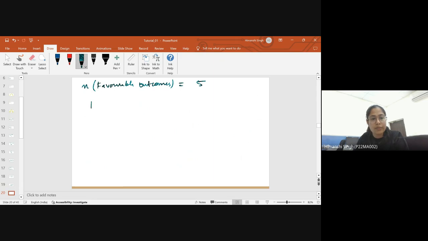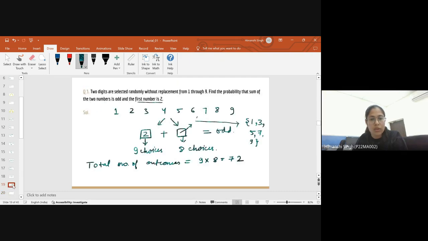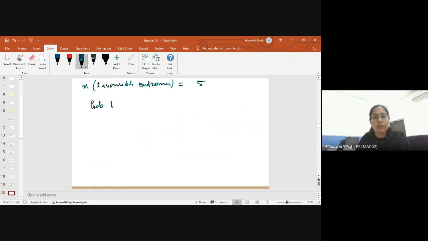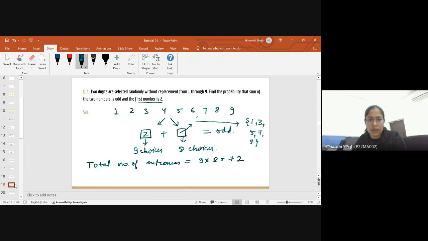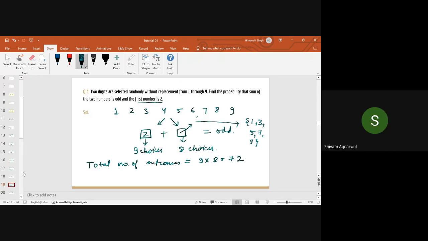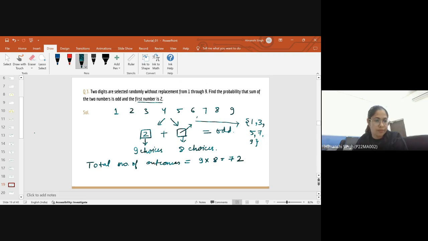So the probability that the first digit is 2 and the sum is odd is equal to 5 by 72. So this is the answer of this question, 5 by 72.